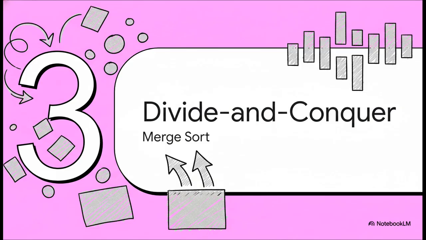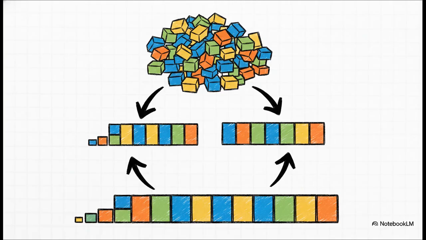This whole scaling problem is what led computer scientists to a really beautiful and powerful idea called divide and conquer. And this strategy is the secret ingredient in one of the most famous sorting algorithms ever created, merge sort. The philosophy behind merge sort is brilliant. Sorting one giant list is hard. But what if you had 2 smaller lists that were already sorted? Well, merging them into one big sorted list is actually super easy.